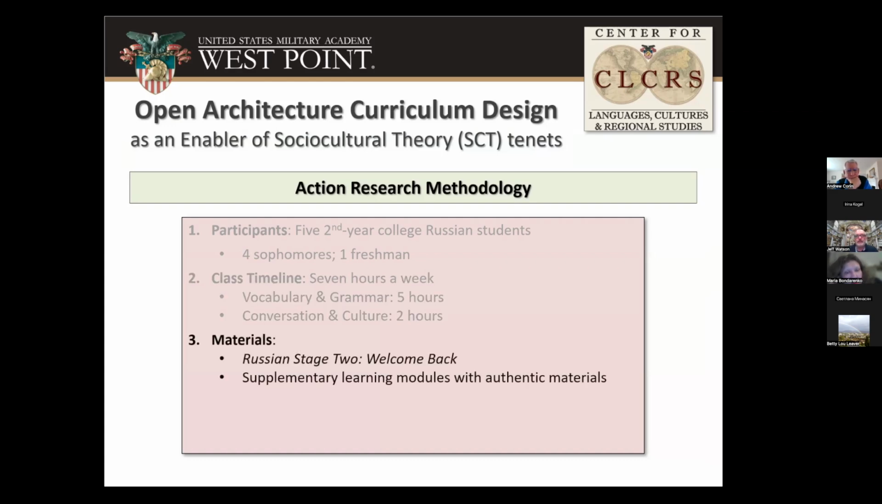The materials, this is where the mandated textbook comes into play, because we were using the Russian Stage 2 textbook, but I was also supplementing that material with some modules developed with authentic material. That involves some poetry, level-specific poetry, some Russian popular music videos, some film reviews from newspapers, that sort of thing that I brought in to supplement the textbook material, which we also processed in a unique way.